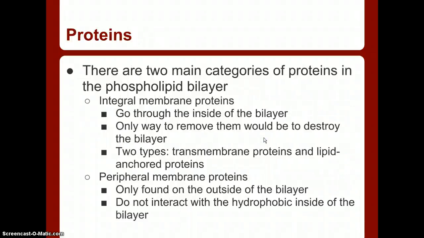Proteins can also be found in the lipid bilayer. There are two main categories of proteins found in it. There are integral membrane proteins, which go through the inside of the bilayer. The only way to remove them would be to destroy the bilayer, and there are two types, transmembrane proteins and lipid-anchored proteins. Then there are peripheral membrane proteins, which are only found on the outside of the bilayer, and they don't interact with the hydrophobic inside of the bilayer.